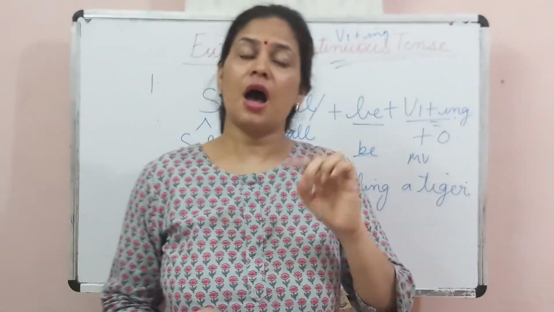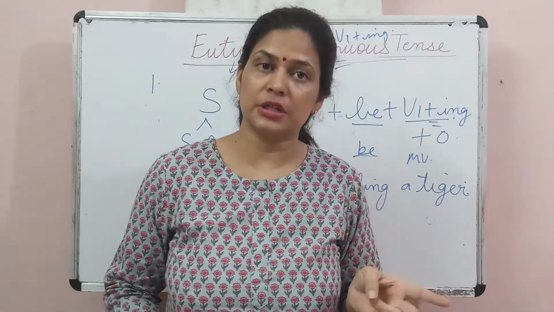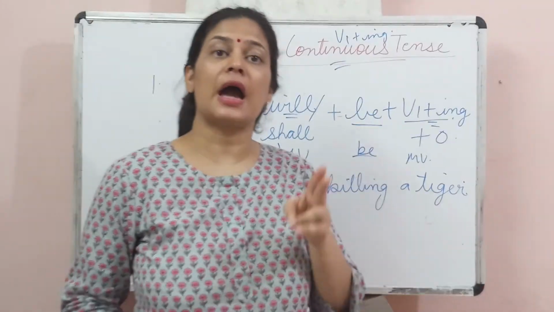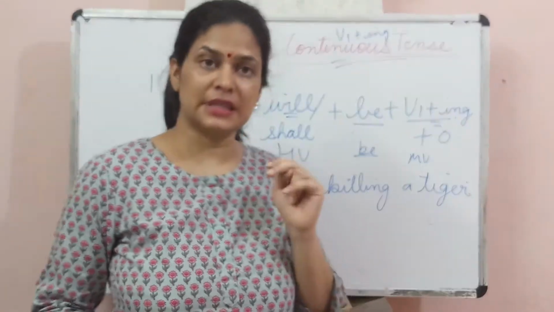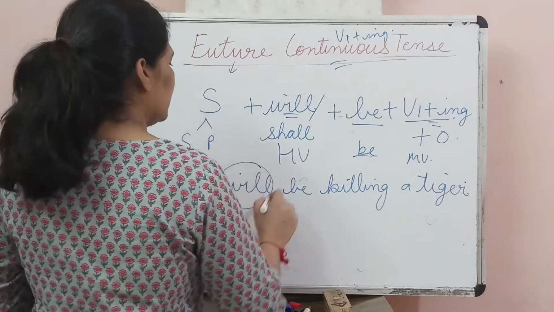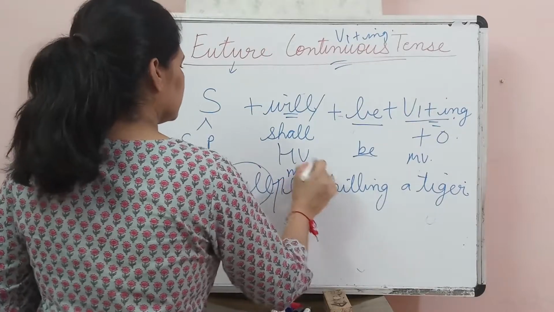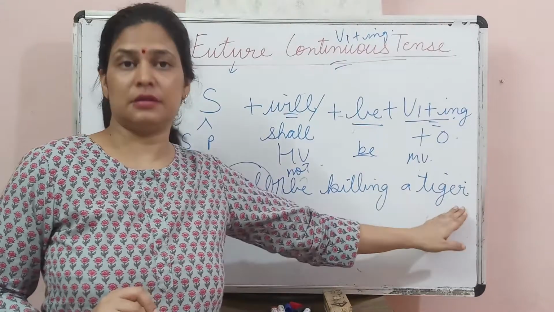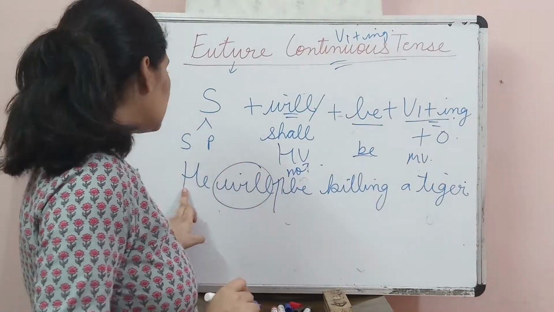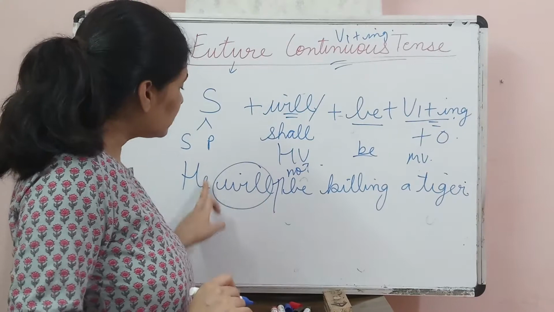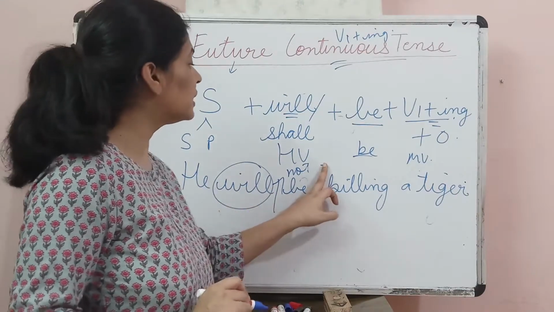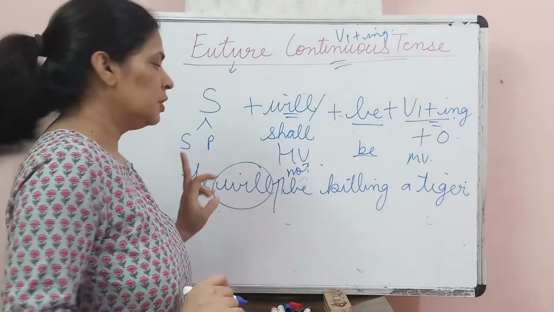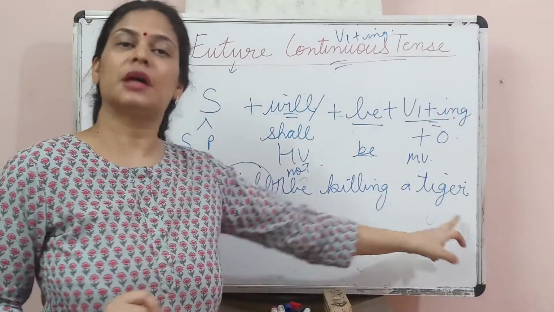Now let us see how to make the negative and interrogative of this sentence. You know, for negative we are going to add not after the first helping verb. The helping verb here is will, and we are going to add a not here. So, he will not be killing a tiger. We will not write "he not be killing" or "he will be not killing a tiger." No, it will be just after the first helping verb. So he will not be killing a tiger.